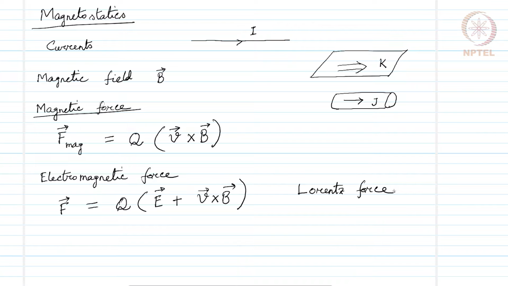Now, how does a charged particle move under the influence of an electromagnetic field, electric as well as magnetic field? Let us find that out. If we consider only magnetic field, that will make the situation simpler. So, let us start with that.